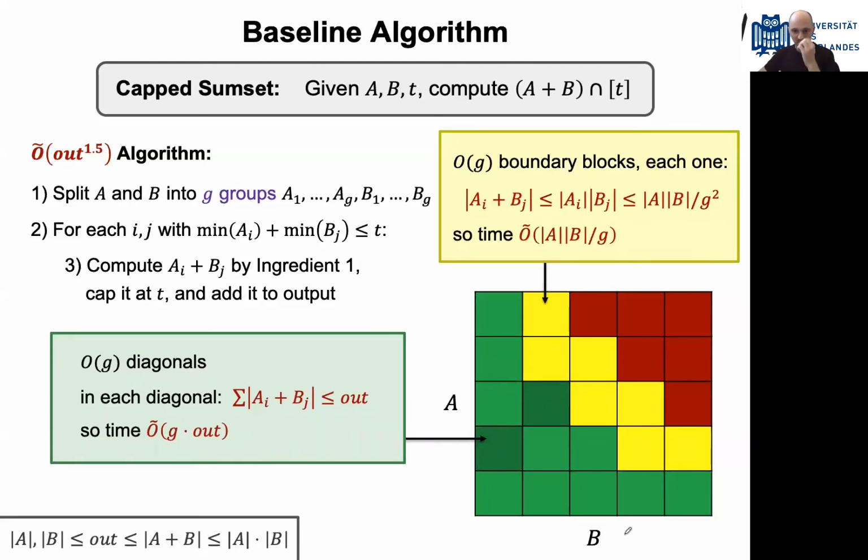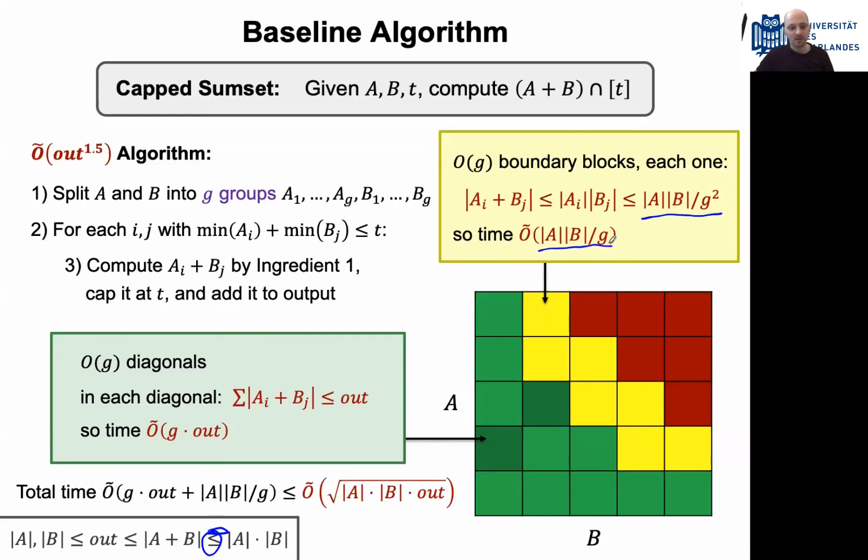Now for the yellow boxes, we cannot bound anything in terms of the output size because some of these sums are above t, are not counted in out. So what we instead do is we upper bound the sumset size by the trivial bound. It's at most the product of the size of A times the size of B. And because we split into G groups, what we get is that it's at most size of A times size of B over G squared. And because the boundary has size order G, what we get is running time size of A times size of B over G.